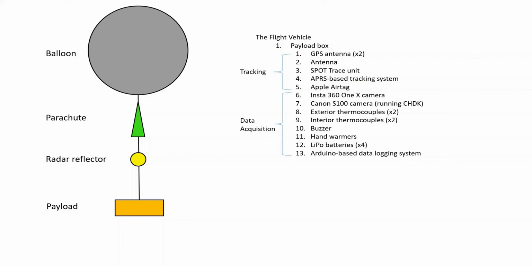The second major category of equipment is data acquisition and just general science. So this includes things like still cameras, video cameras, data acquisition units, thermocouples, all of this other stuff that is used to actually conduct the science of the mission.